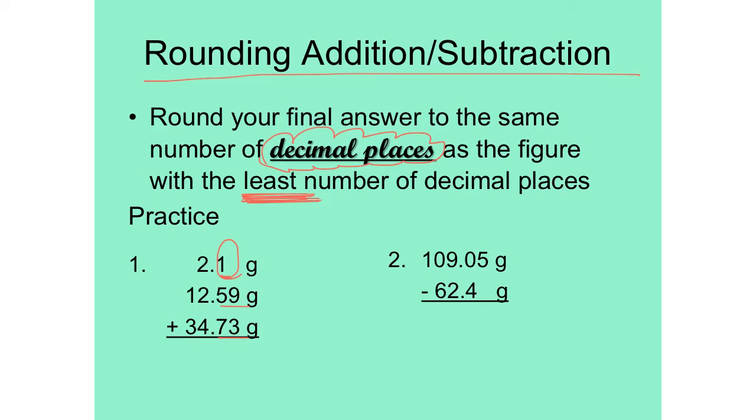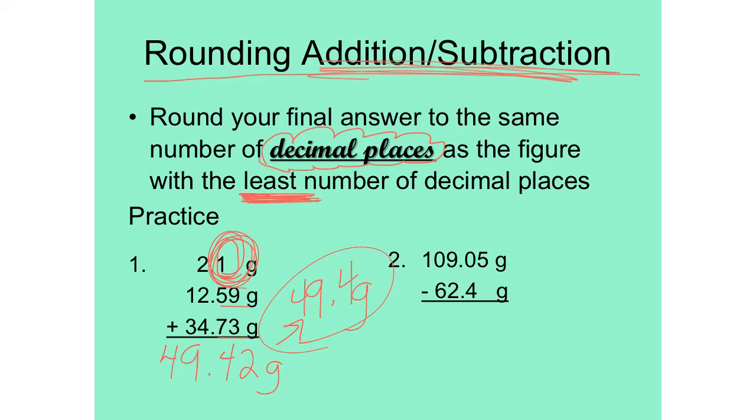So what we do is we just add this up like normal. So we do 2.1 plus 12.59. All right, so we add all those up and we get 49.42 grams. And then again, we have to round it. Since this first measurement, we only know to the 10th of a gram, that's how precise our answer can be. So our final answer would be 49.4 grams. So again, rounding addition and subtraction, we just look at the number of decimal places. We're limited by our least precise measurement.